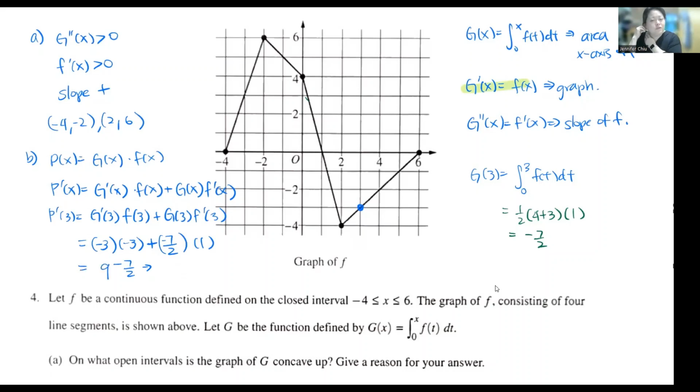9 minus 7 over 2. So it's 18 minus 7. That's 11 over 2. You can leave that as 11 over 2 or 5.5. Either way is okay.